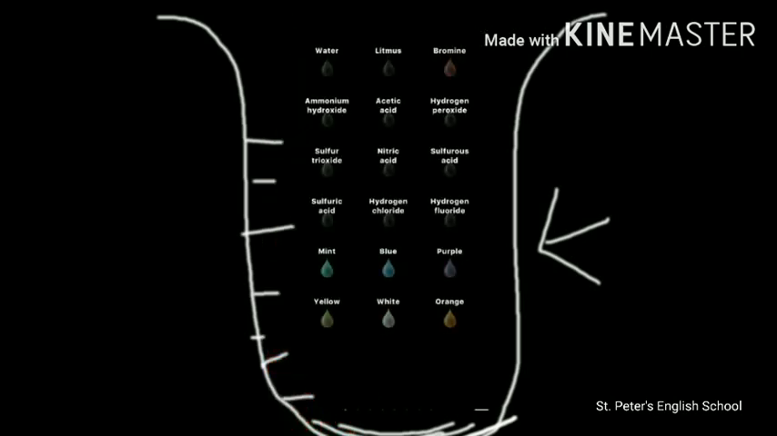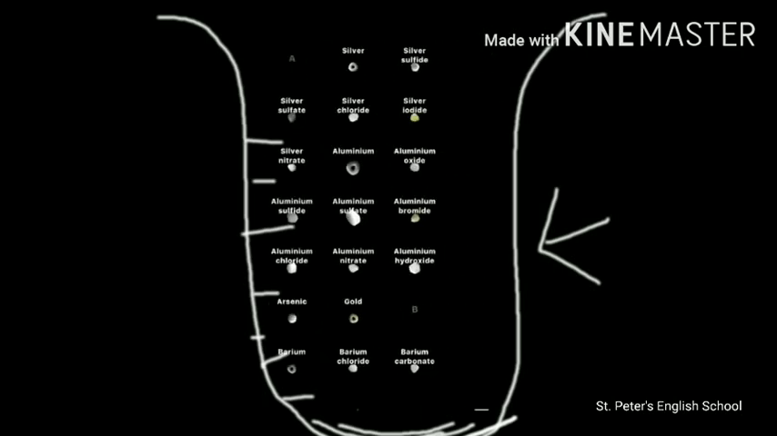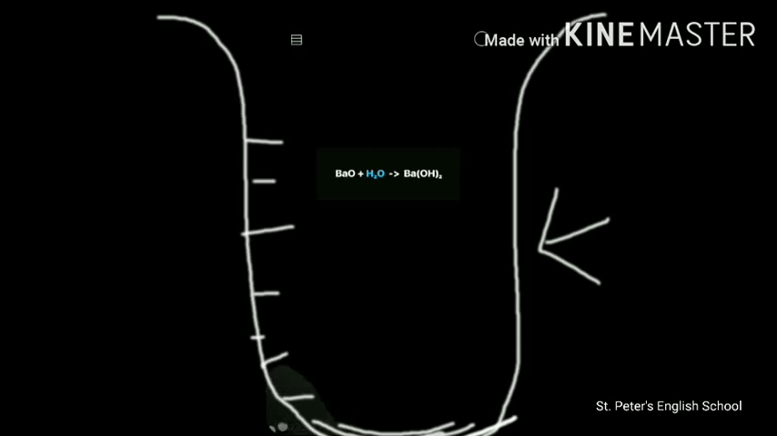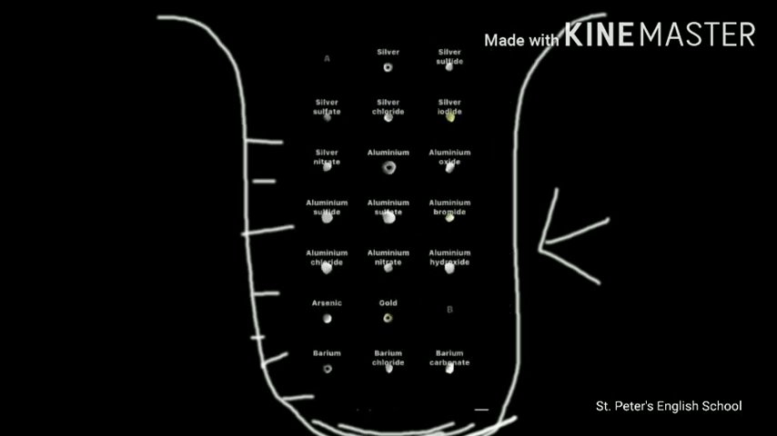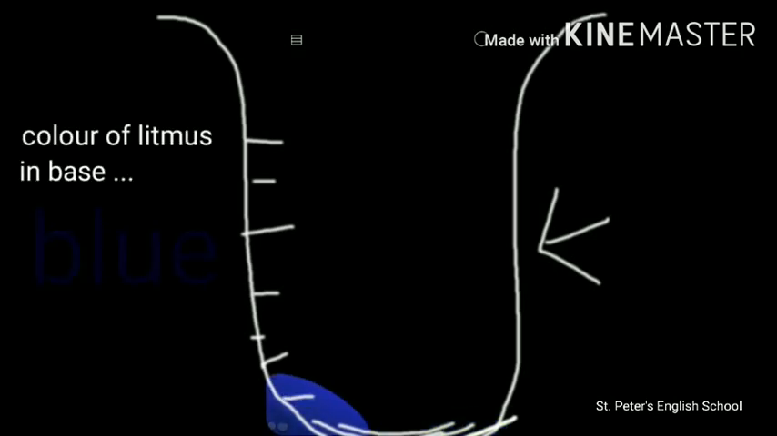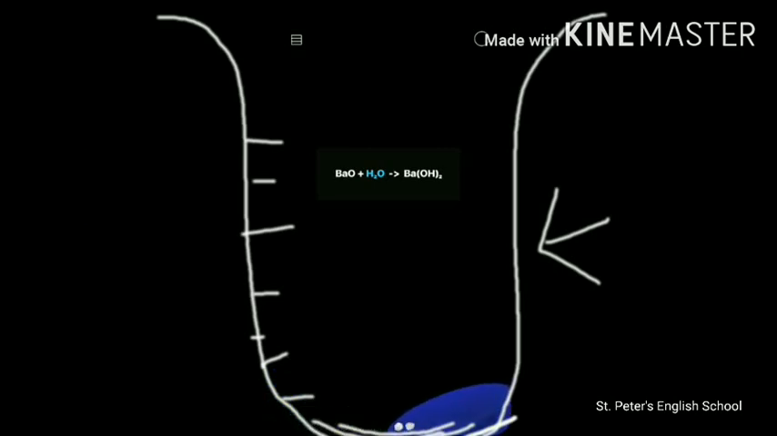Now in basic medium, we add some water and then we add barium oxide. You know, barium oxide reacts with water and forms barium hydroxide, that's a base. And let's see, we add litmus here. Wow, the color turns blue. In basic medium, the litmus solution turns blue. Okay.